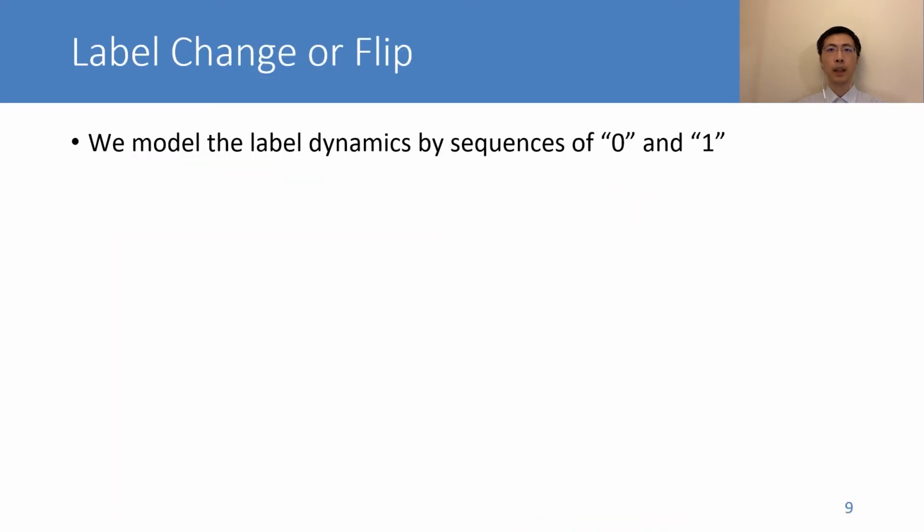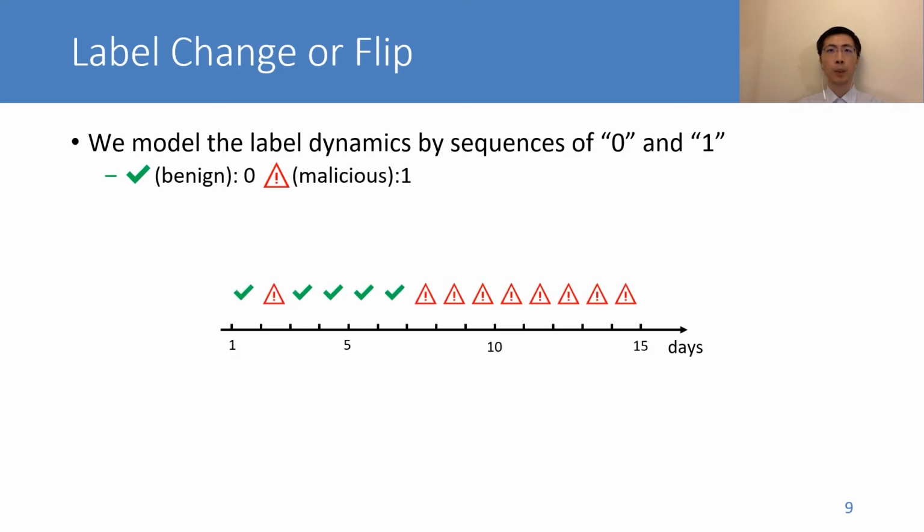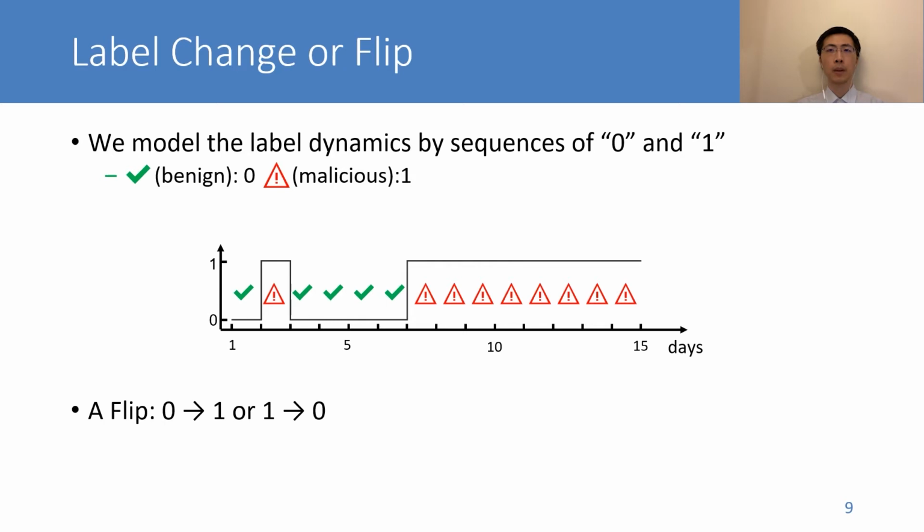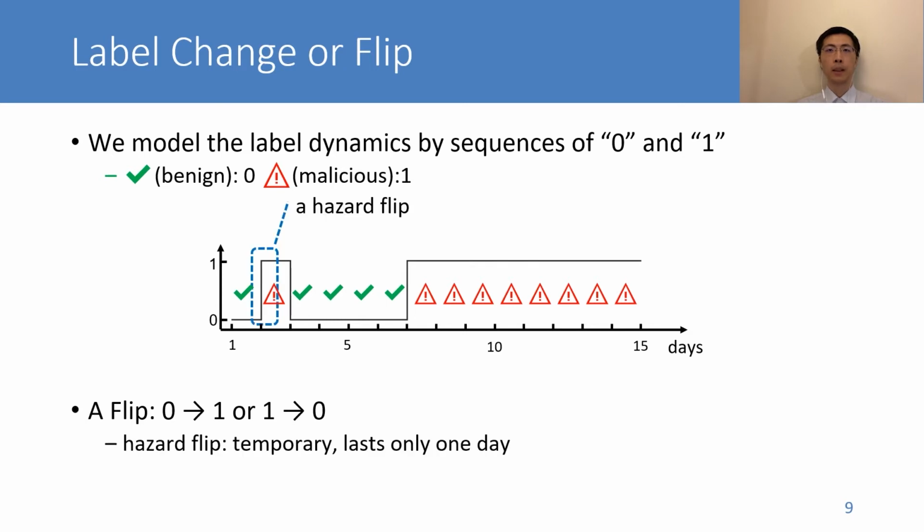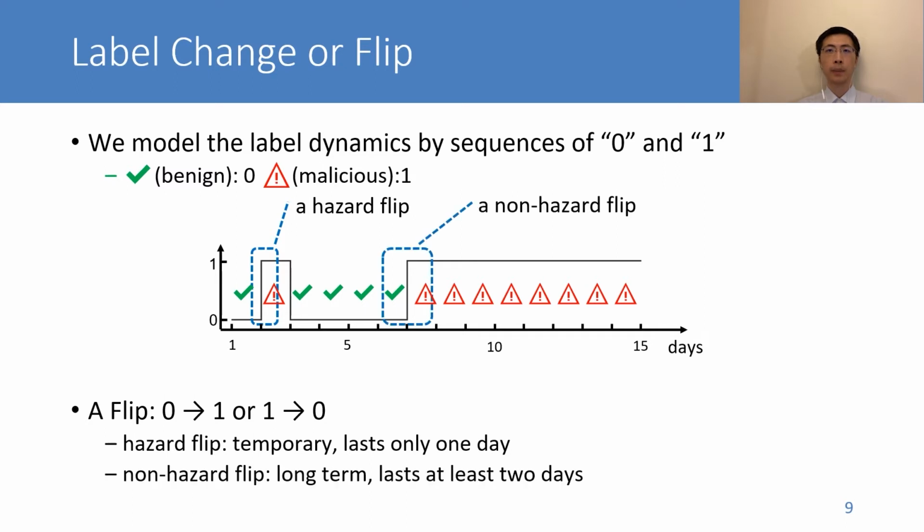We model the label dynamics by sequences of 0 and 1. 0 means benign and 1 means malicious. For instance, these detection results can be represented like this. We use flip to refer to a change between two consecutive labels, namely 0 to 1 or 1 to 0. There are two possible patterns for flip. A temporary change lasting 1 day, we call it a hazard flip. A change that lasts at least 2 days, we call it a non-hazard flip.